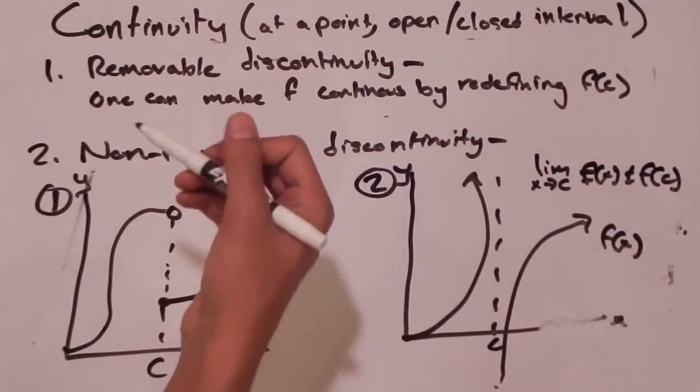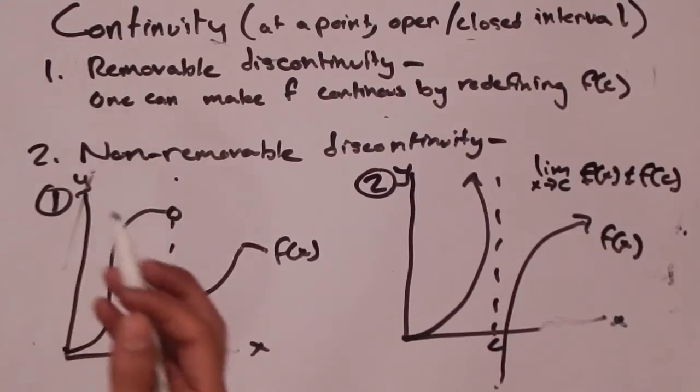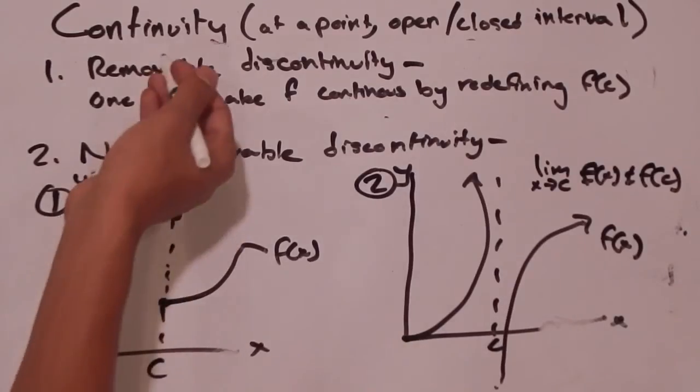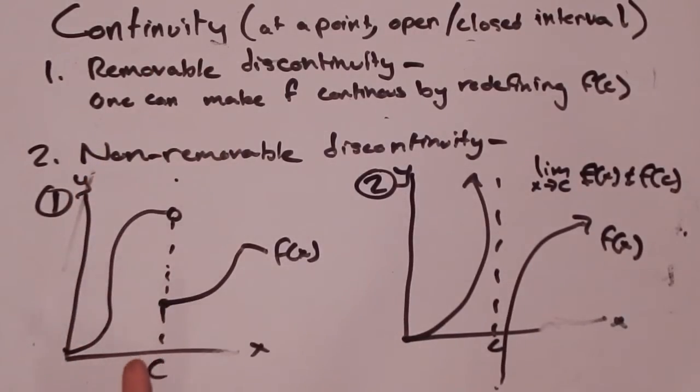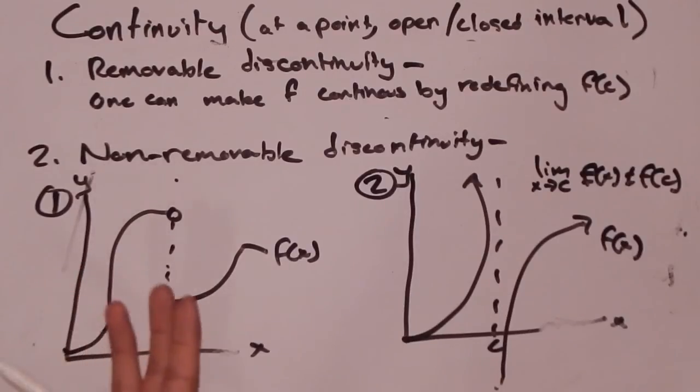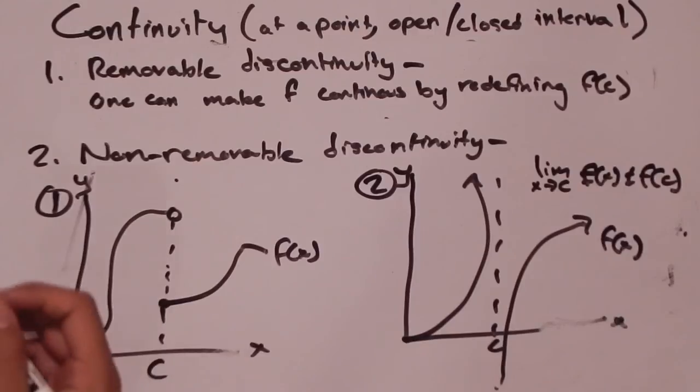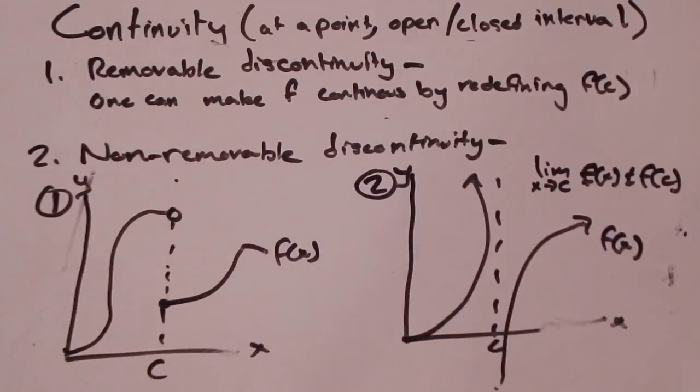So those are your two kinds of discontinuities, and hopefully you understand what it means for a function to be continuous at a point, on an open interval, and also on a closed interval. Very important concepts, and we're going to talk about some of the properties of continuity in the next video.